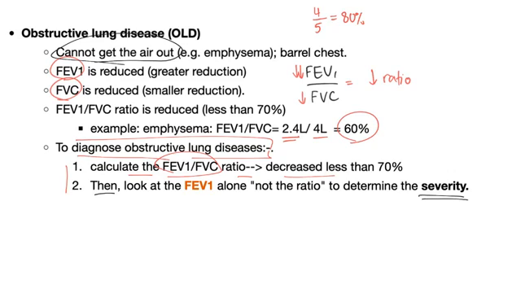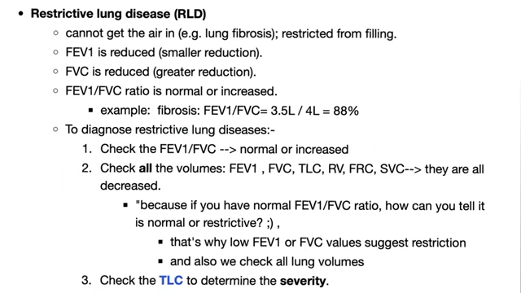Then, to determine the severity of the obstructive lung disease, you might have a patient with mild emphysema. You might have a patient with severe emphysema. What is the difference? Now you look at the FEV1 alone, not the FEV1 FVC ratio, but the FEV1 alone to determine the severity. The lower the value, the greater the severity, the more severe the case. So if patient A has FEV1 of 2.4 liters and patient B has FEV1 of 1.9 liters, which one has a more severe obstructive lung disease? And the answer is patient B. That was obstructive lung disease.